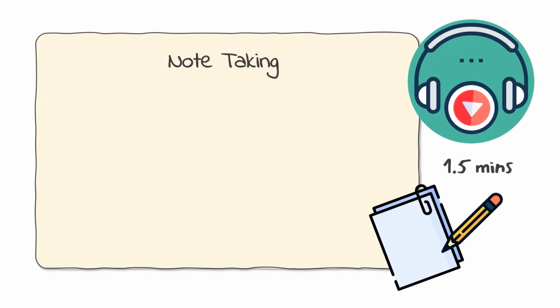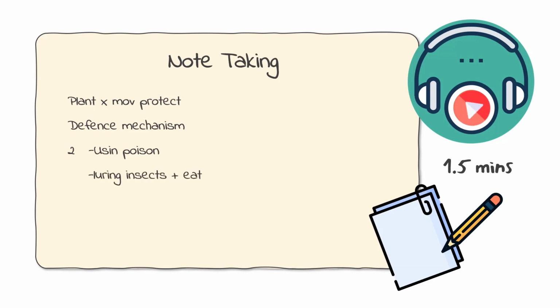Let's get started. It is an obvious fact that plants cannot move. Then, how do plants protect themselves when they are unable to avoid approaching threats? In fact, they use several defensive mechanisms. So today, we are going to talk about how plants protect themselves. I'm going to cover 2 main methods. Some plants protect themselves by using poison, and others protect themselves by luring insects and eating them.